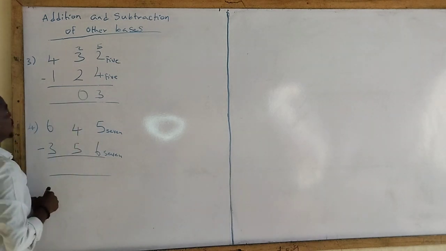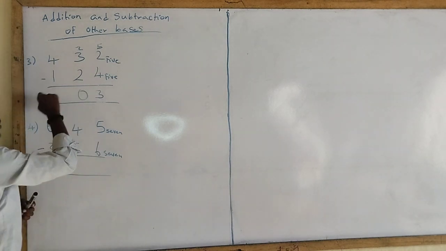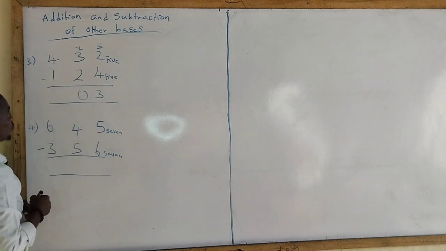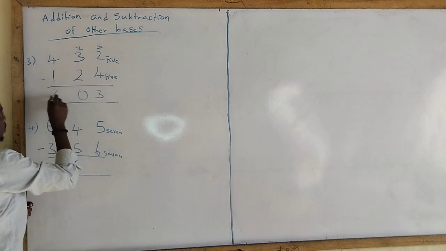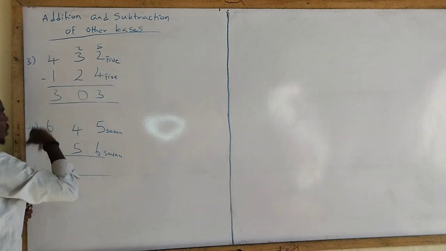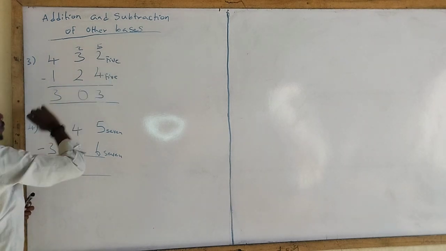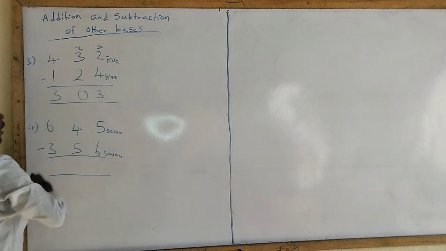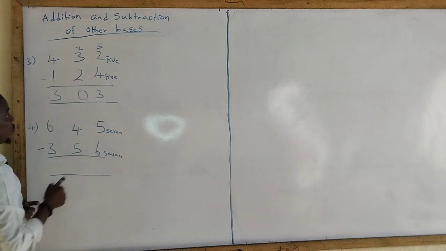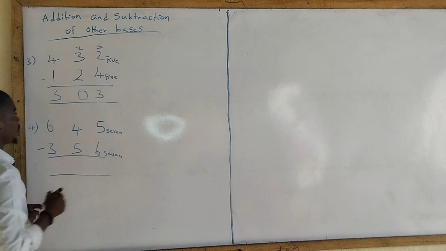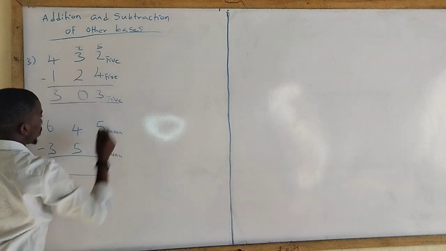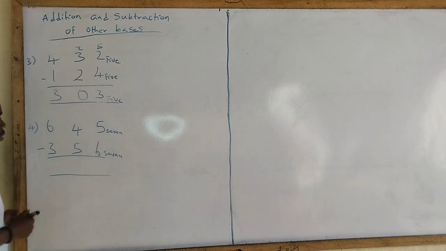So we come here. 4 minus 1 is equal to 3. We don't convert it because it's less than 5. We are working with base 5. So we have that 432 minus 124 is 303 base 5. So we come to the next question.